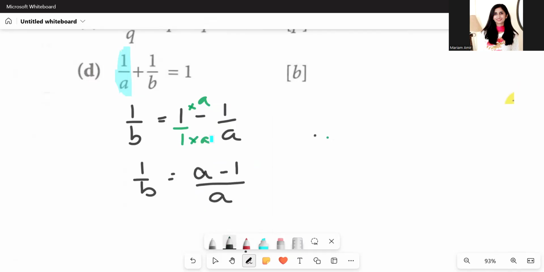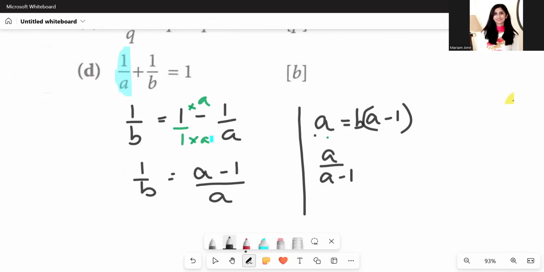Now, how do we make B the subject? Cross multiply. Let's cross multiply. Right now, I'll cross multiply. So A into 1 is just A, and A minus 1 times B, or we can just write B here. So we're very close to our target. Now B can be made the subject. How? Just move this bracket to this side. So it will be A upon A minus 1 equals B.